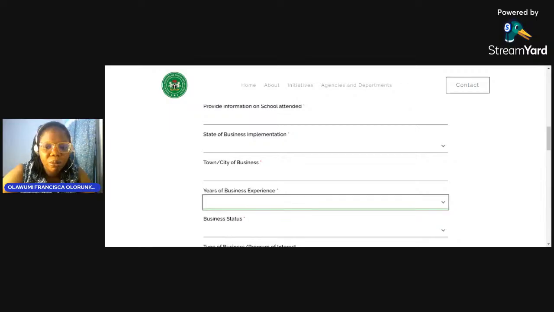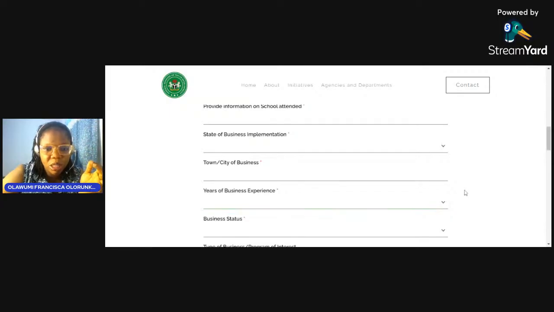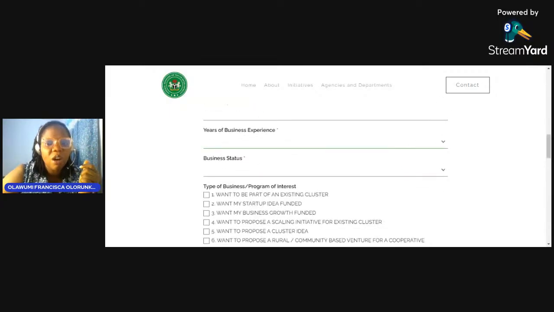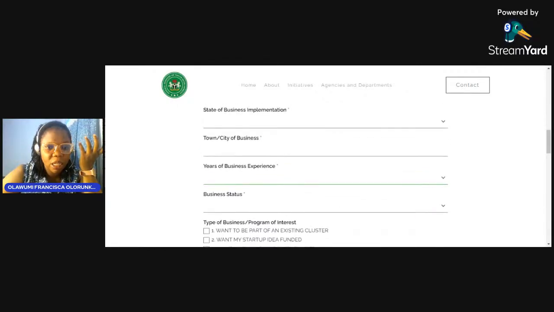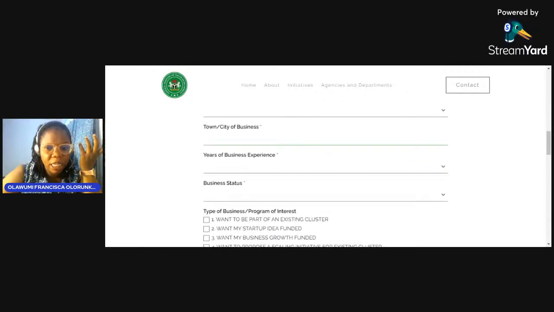So if it's still less than 1 year, you select that. If it's 1 to 3 years or 3 to 5 years, you select. And if it's greater than 7 years, you select these options that you have there. Then your years of business experience. Okay, how much experience do you have when it comes to the years? You might have like 10 years of experience. You understand? So you put that in here as well.